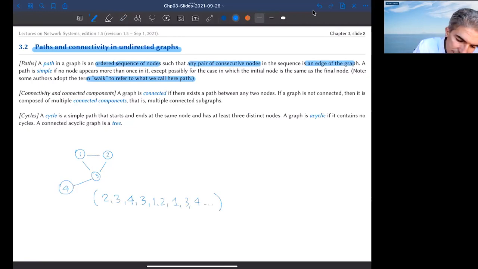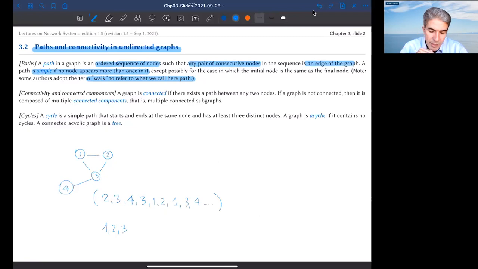A simple path is a path where no nodes appear more than once. For example, you would say 1, 2, 3 is a simple path. Pardon me, I put 2. 1, 2, 3 is a simple path. Now, in a simple path, no node is repeated.